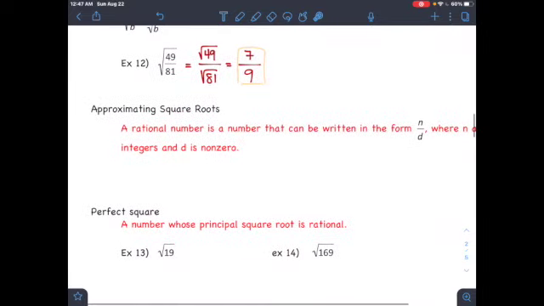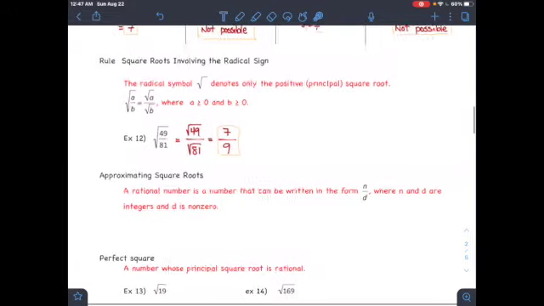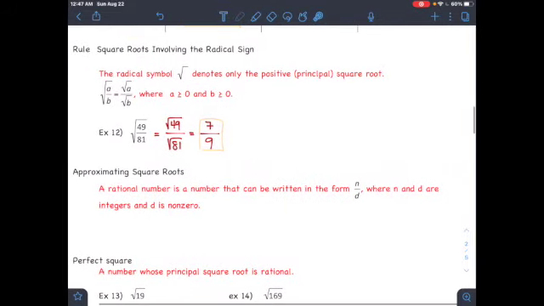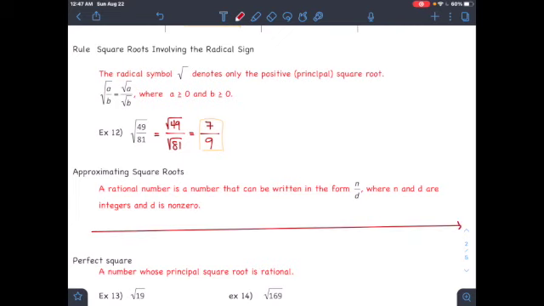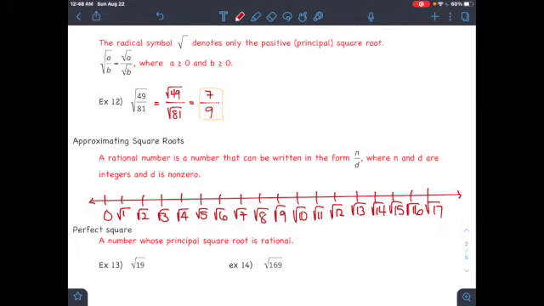Going on to the next thing. When we talk about perfect squares and approximating square roots, I would like you to think about it this way. Here's your little root line. If you're thinking about 0, and then 1, square root 1, square root 2, square root 3, square root 4, square root 5, with all the square roots on it. Those are not the integer numbers.